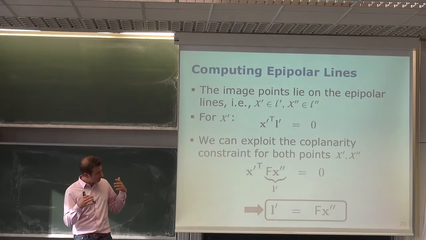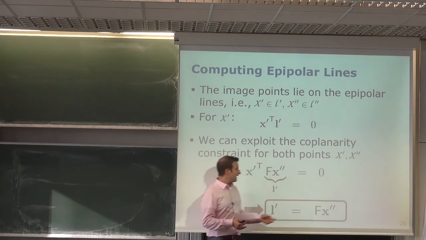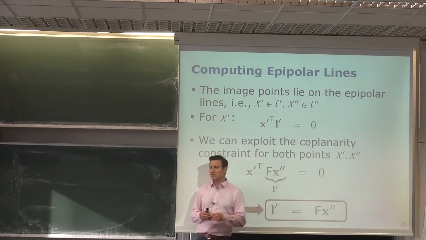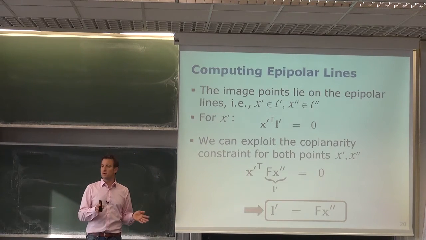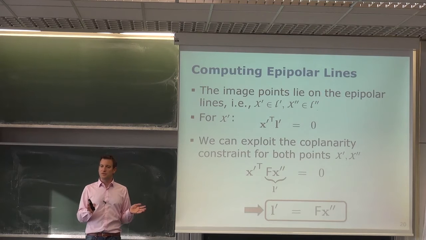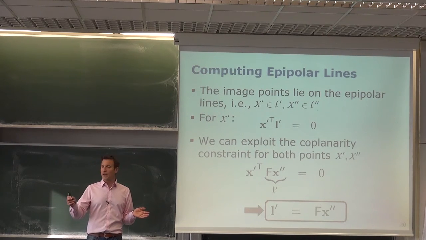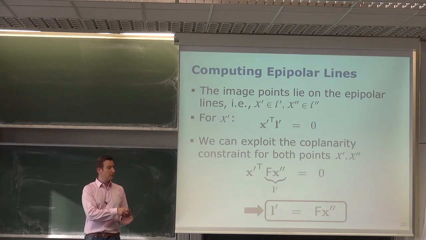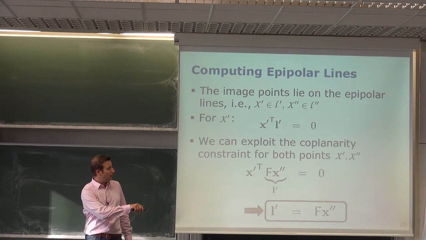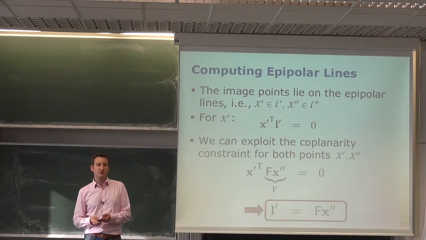This also underlines the fact that the matrix F encodes all the information that we have about the relative orientation of those two images. Nothing else is needed in order to tell me on which line in the first image a point from the second image is mapped to. So this encodes all the relative orientation information that we have about those two images.